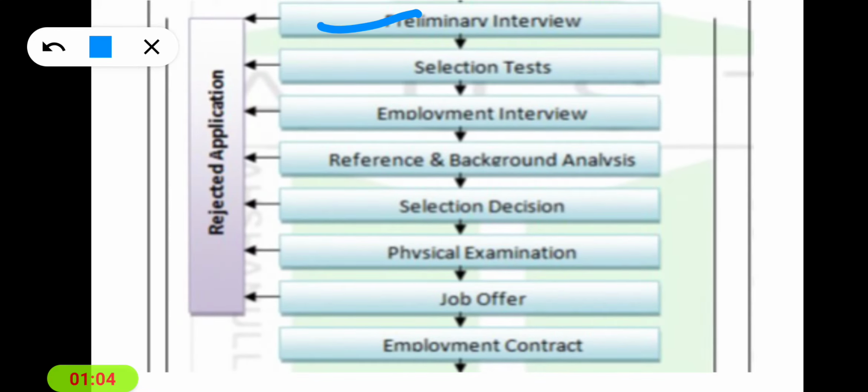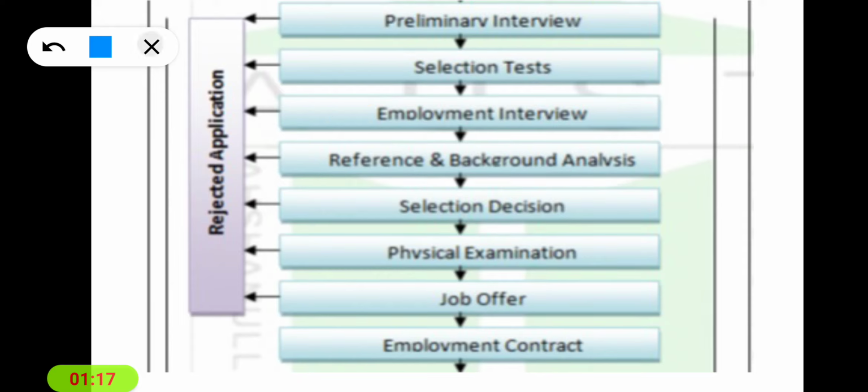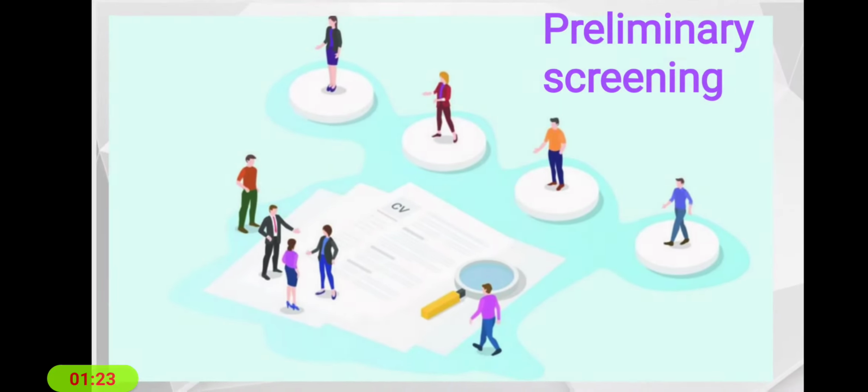preliminary interview, selection test, employment interview, reference and background analysis, selection decision, physical examination, job offer and employment contract. Now let's see all these steps in detail. So number 1 is preliminary screening.